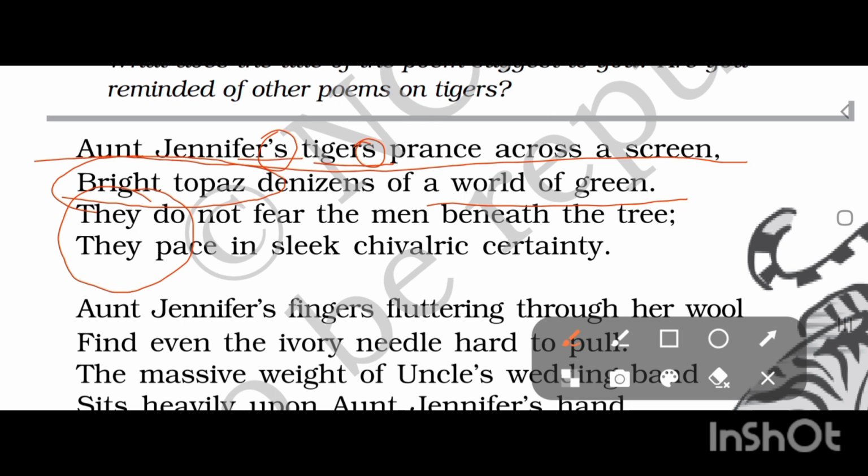And in the third line, the letter T is repeated: the men, the tree. So alliteration is also used here. Now next one is sleek, chivalric. Sleek is a bit elegant and chivalric is brave, so both are contrasting words. So oxymoron is also used here. Next one is chivalric and certainty. The letter C is repeated, so again alliteration.